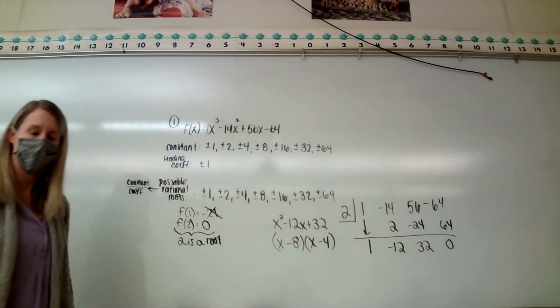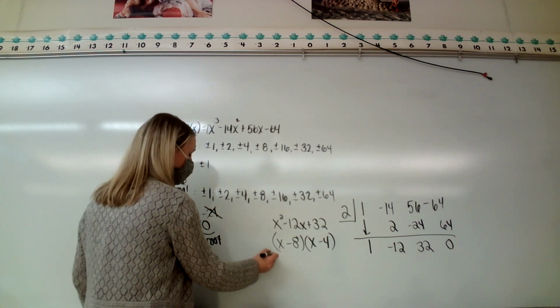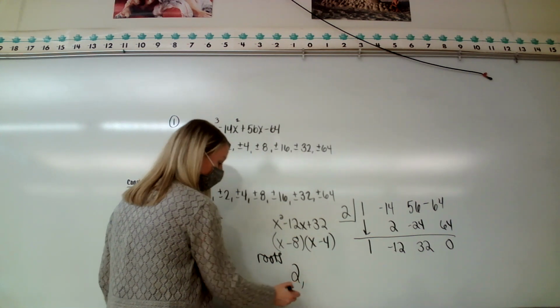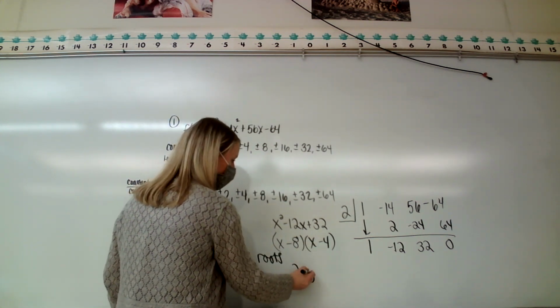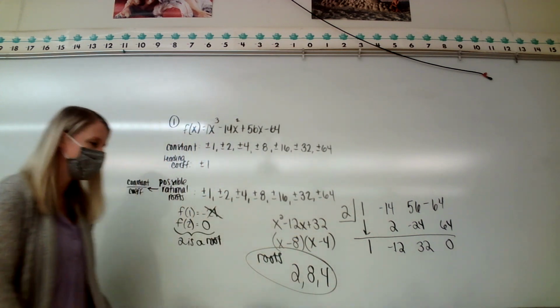And now you can actually answer the question, which was, what are the roots of this polynomial. Don't forget about the 2. The roots are 2. And then if I find the roots of this, it would be 8 and 4. So 2, 4, 8. 2, 8, 4.